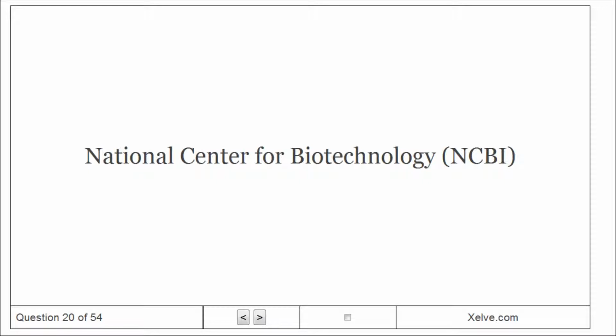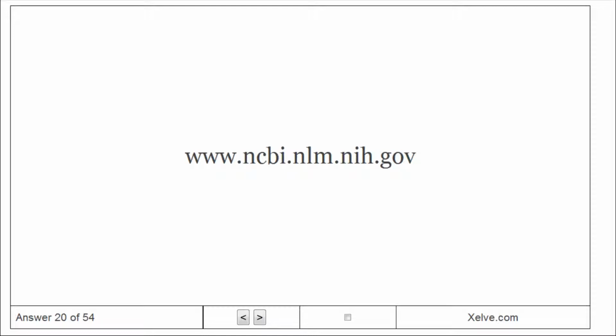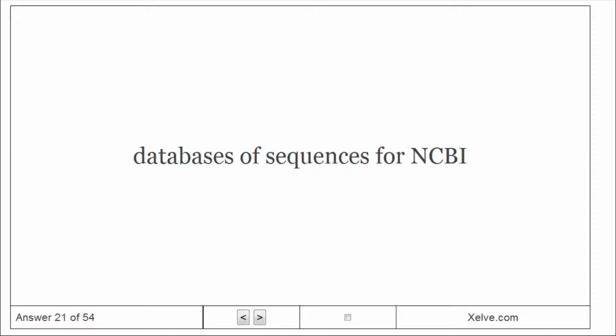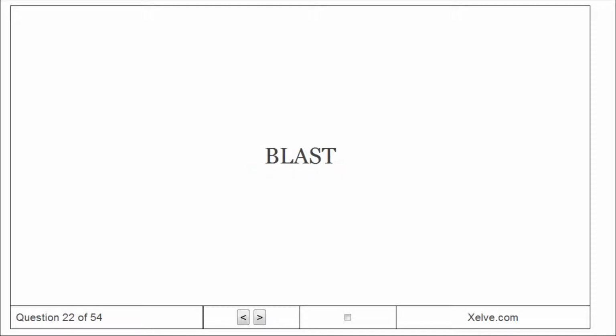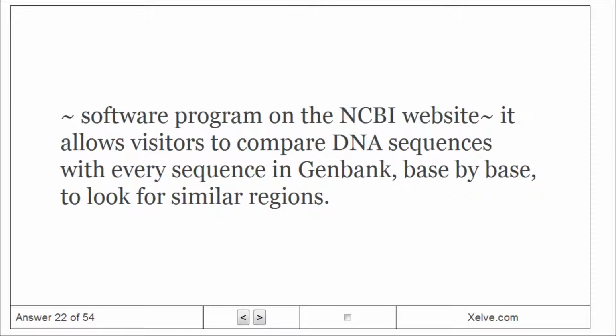National Center for Biotechnology Information, NCBI, www.ncbi.nlm.nih.gov. GenBank. Databases of sequences from NCBI. BLAST. Software program on the NCBI website. It allows visitors to compare DNA sequences with every sequence in GenBank, base by base, to look for similar regions.